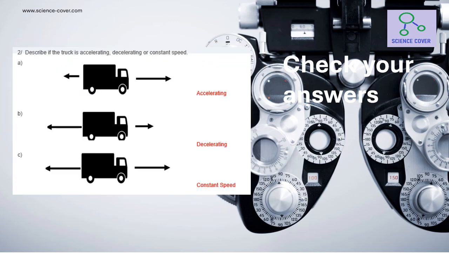Describe if the truck is accelerating, decelerating, or travelling at a constant speed. So in A, the truck is accelerating, in B, the truck is decelerating, and in C, the truck is at a constant speed.